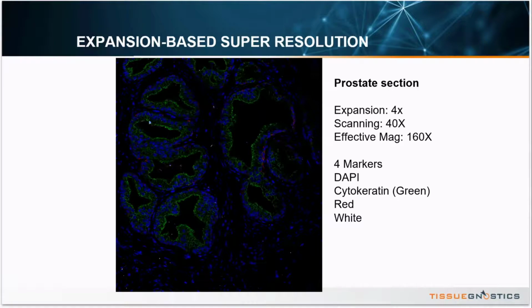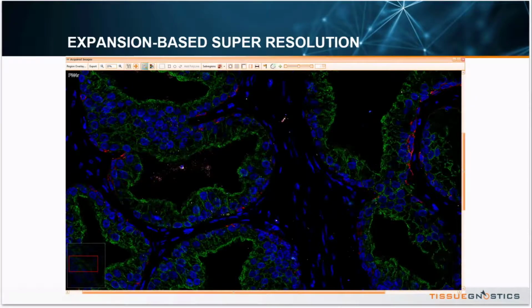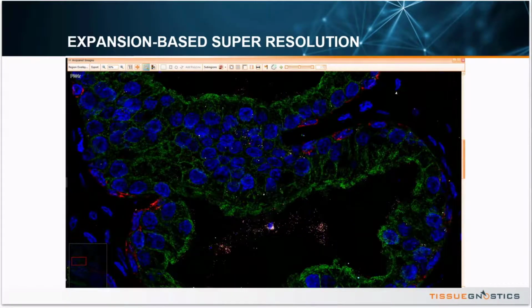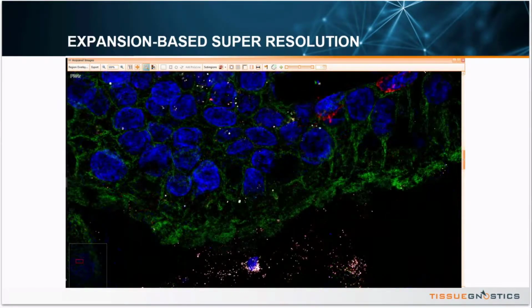We can see the prostatic glands. This is the overview. When we zoom in, we start to see the details. This is 25%, 50%, this is 100%. The tissue has been expanded 4 times. This is a 40x objective lens. And what we see here exceeds the resolution of, for example, a confocal using a 63x, because 4 times expansion with a 40x magnification gives you a virtual magnification of 160x.